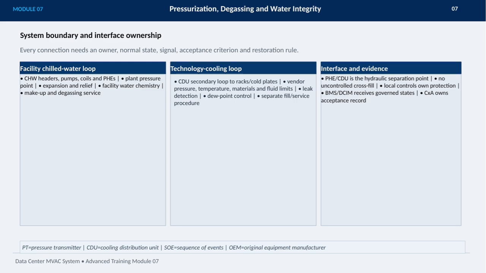At the interface level, the plate heat exchanger and the CDU serve as hydraulic separation points, preventing uncontrolled mix or crossfill. Local controls take responsibility for protection, while supervisory systems like BMS or DCM monitor governed system states. Finally, the commissioning authority maintains the acceptance records to verify compliance and performance.